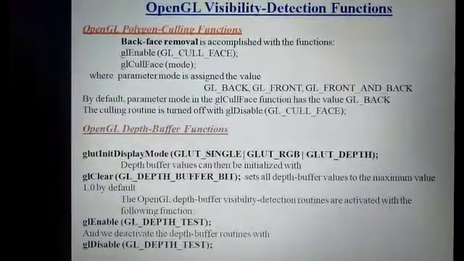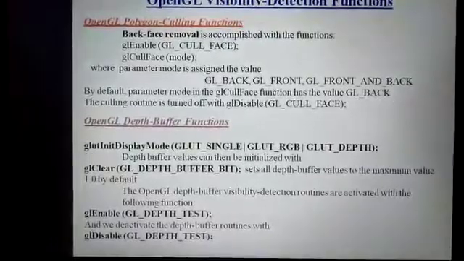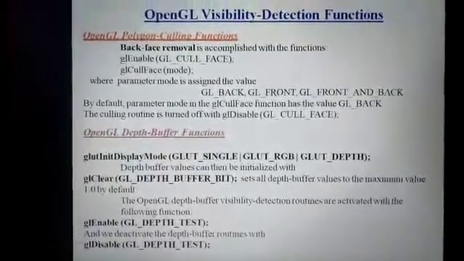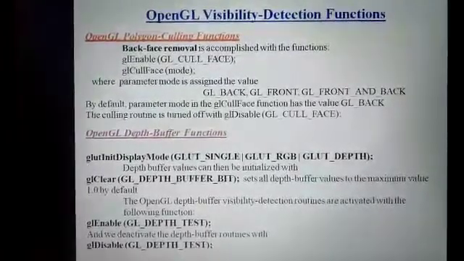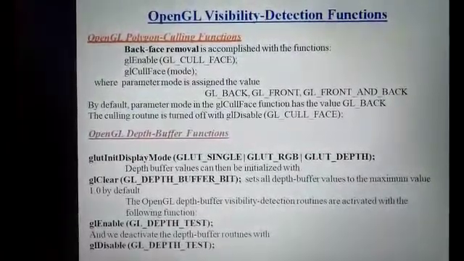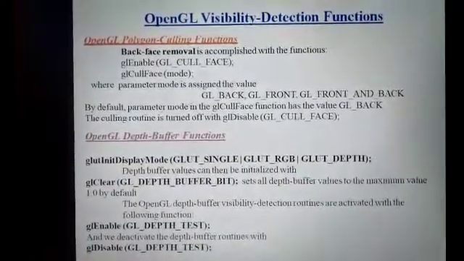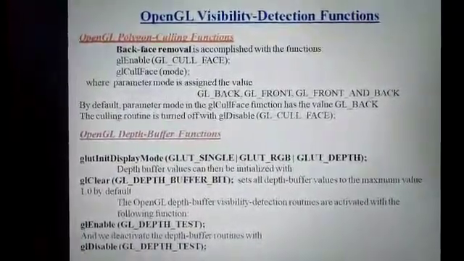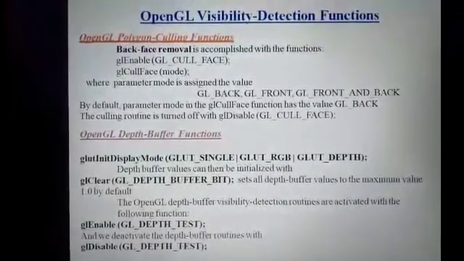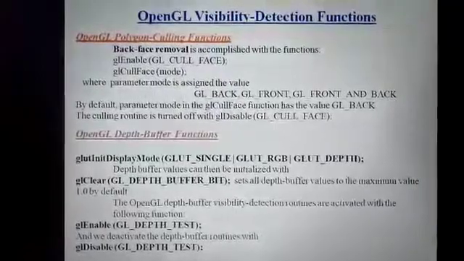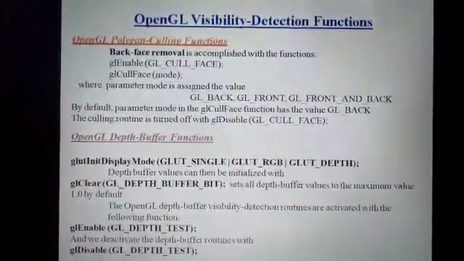GLUT_SINGLE, GLUT_RGB, and GLUT_DEPTH, where depth refers to the depth buffer values, which can be initiated with respect to GL_DEPTH_BUFFER_BIT in glClear, which sets depth buffer values to the maximum value, 1.0, by default. We can also enable it with glEnable, and disable it with glDisable.